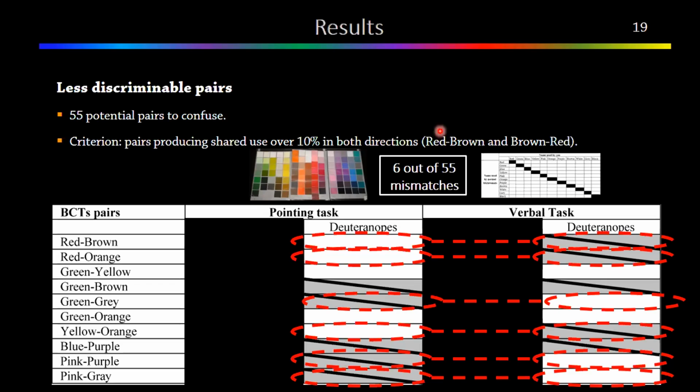Only 6 out of the 55 were mismatches, but in this case, we have 3 overestimations of confusion for red-brown, red-orange, and yellow-orange, and we have 3 underestimations for green-gray, pink-purple, and pink-gray.